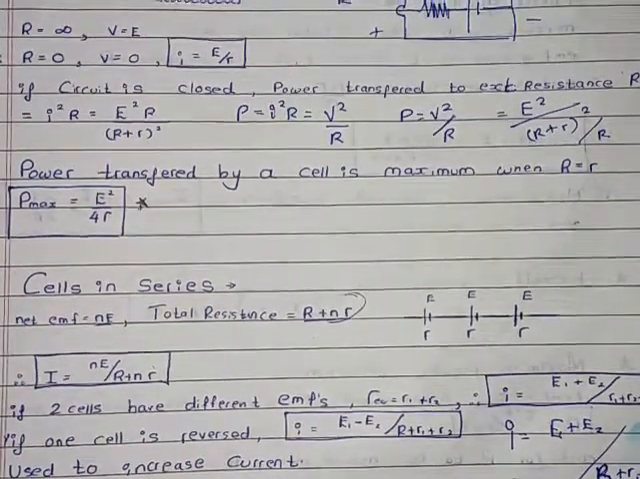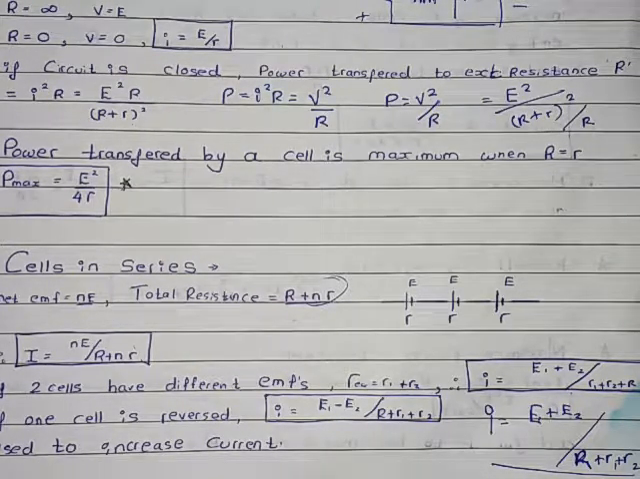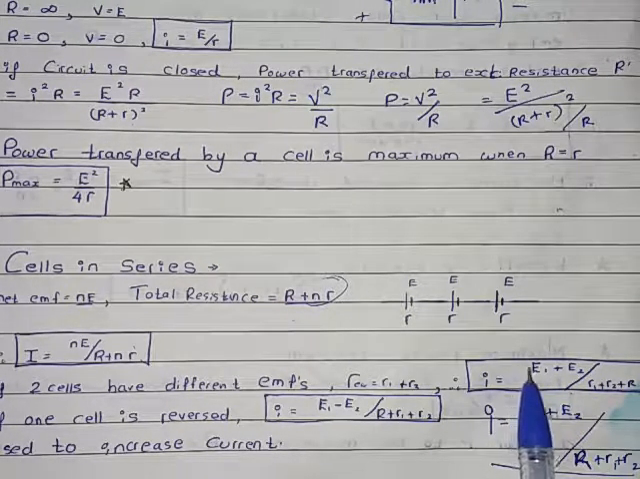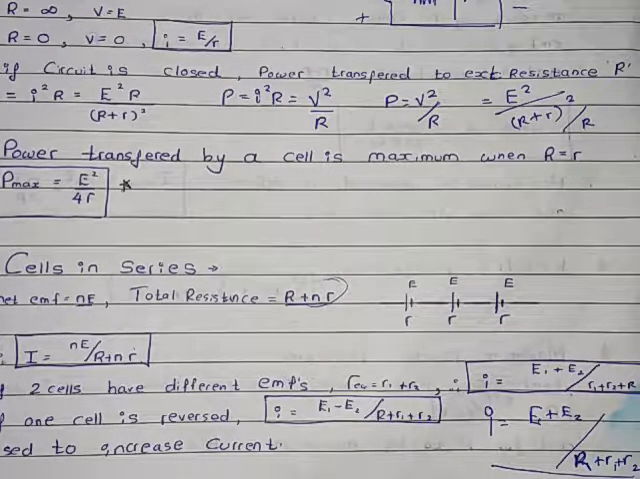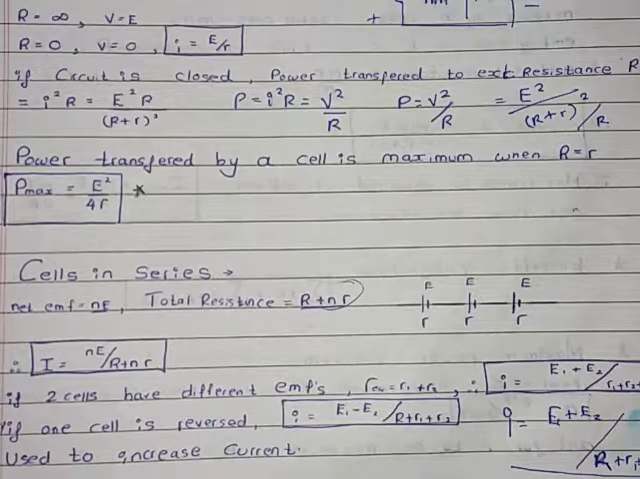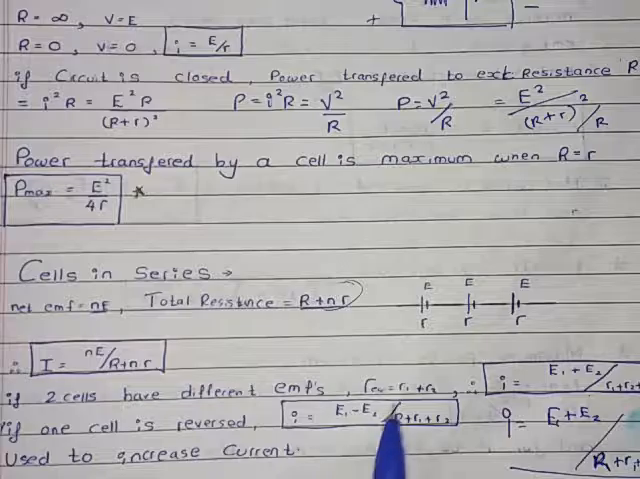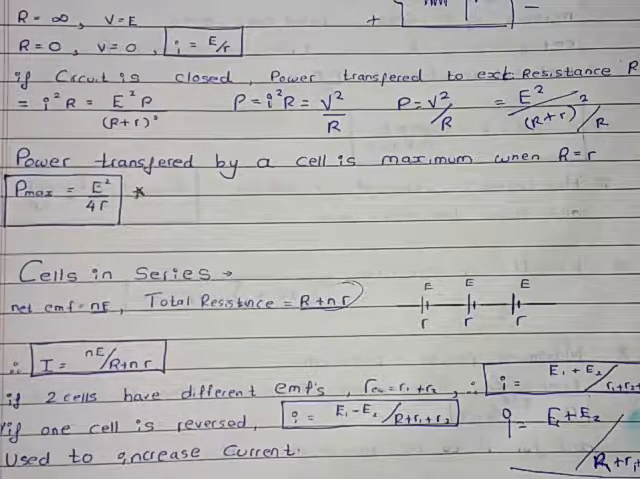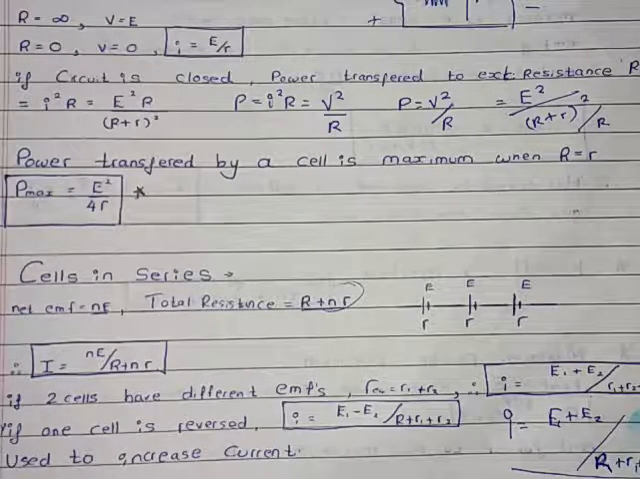For two cells of different electromotive forces, simply sum the electromotive forces and the internal resistances. We know I equals V by R. Total electromotive force is the summation of the electromotive forces. Total internal resistance is the summation of the internal resistances and nothing else. If one cell is reversed, then I equals E1 minus E2 because E2 is reversed, so its electromotive force becomes negative. But resistance always stays positive, so it is E1 minus E2 upon R plus r1 plus r2. Nothing else to explain right now.